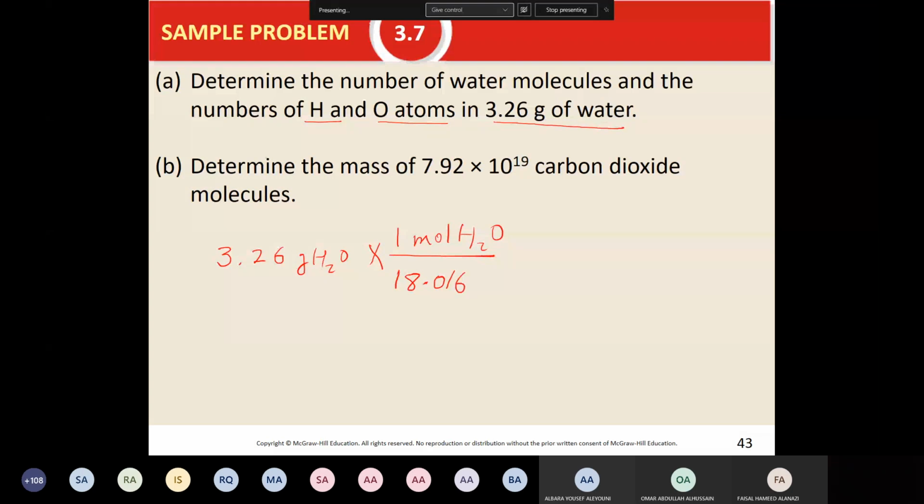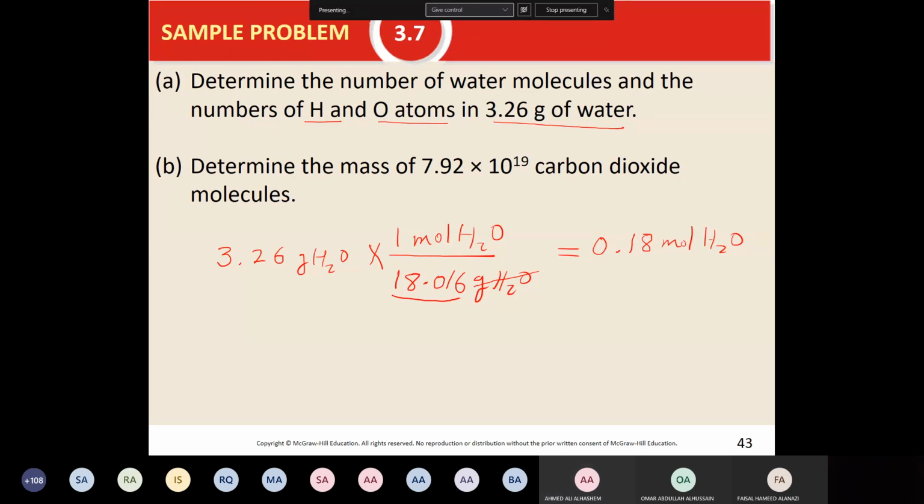18.016 gram H2O. From where did you get this 18.016? Periodic table. We add the hydrogen, the molar mass. Molar mass, exactly, of the whole thing. And then calculate how many moles this is. How many moles? Quickly. 0.18. 0.18 mole H2O. Is this clear? You agree?